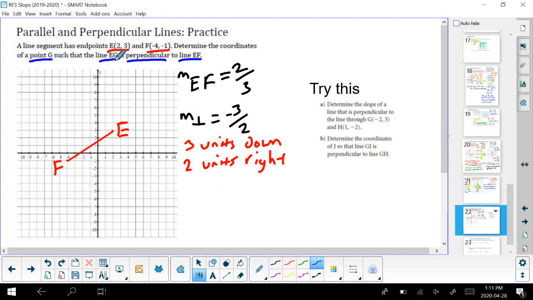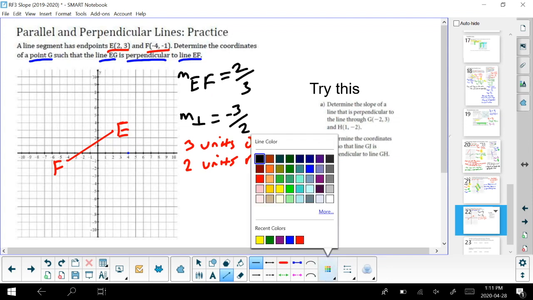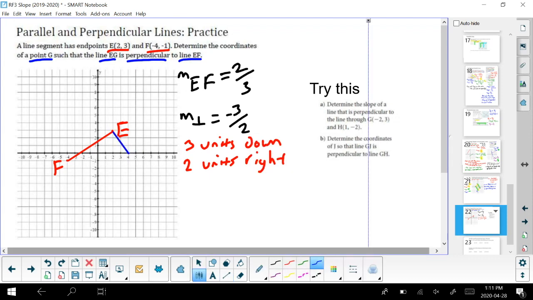Well, we're going to look first. We know that we're going to have a second line, which is going to be E to G. So starting from E, we need to find point G using this slope here. So we're going to count 3 units down and then move 2 units to the right, and we'll get a point right there. Once I connect those 2 points with a straight line, we can see that we have created a 90-degree angle where they intersect.